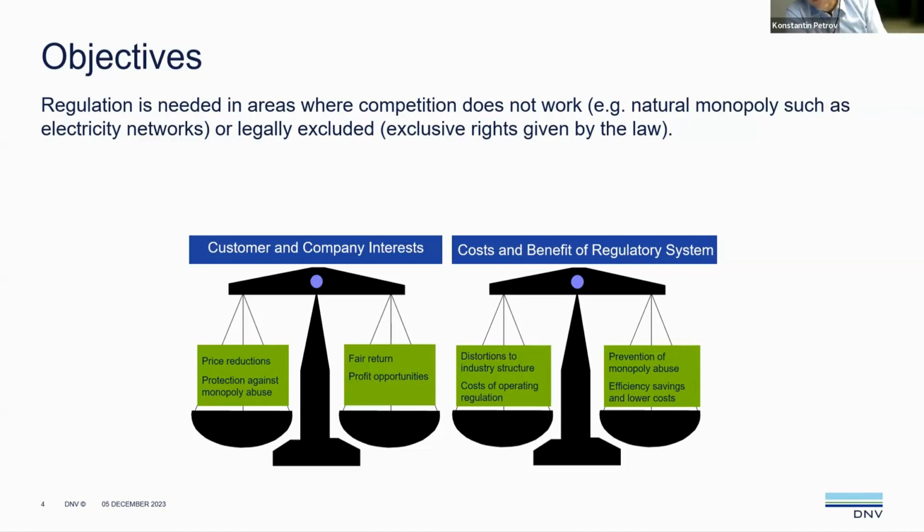So if we have to regulate for these kinds of reasons, then regulation is a balance. We have to find a balance, and these trade-offs could be on several levels.